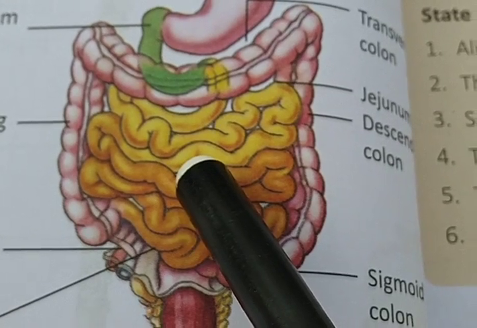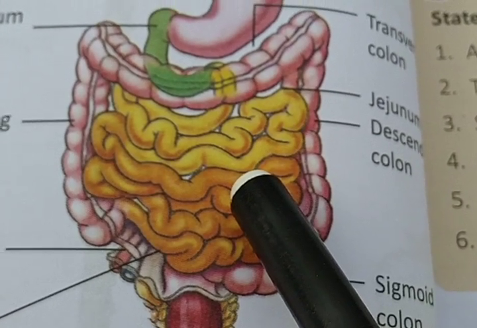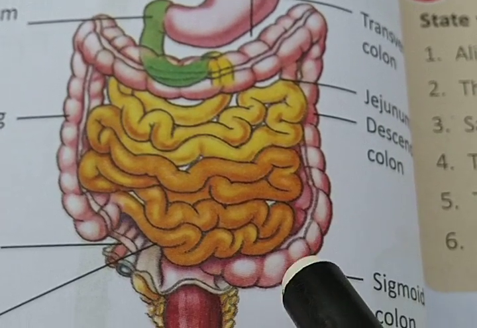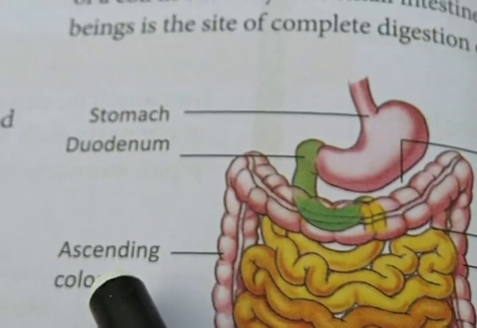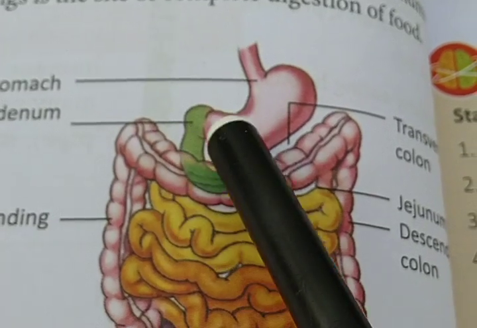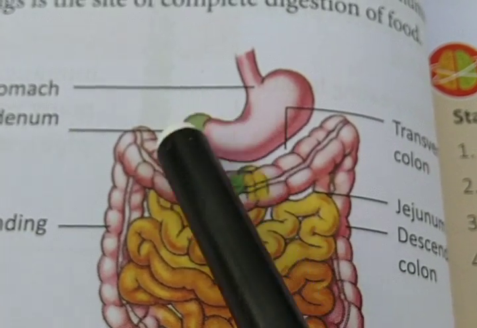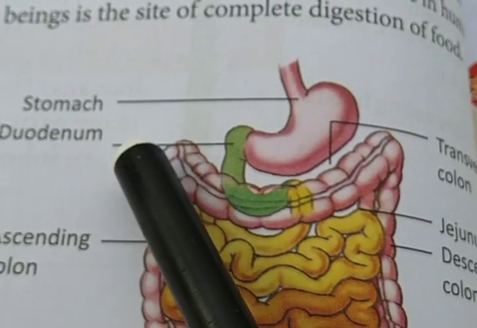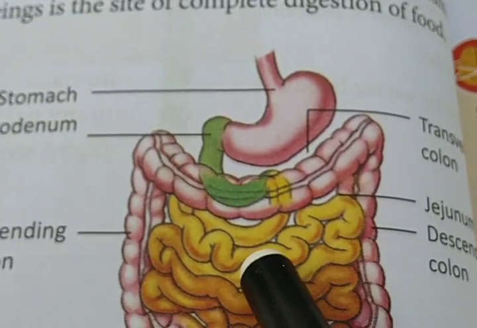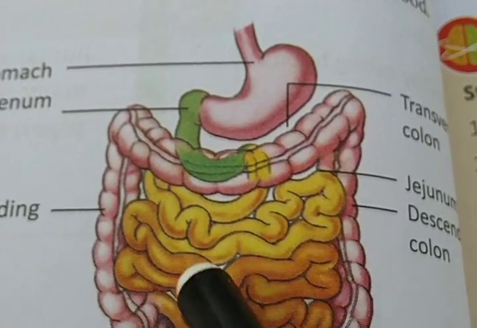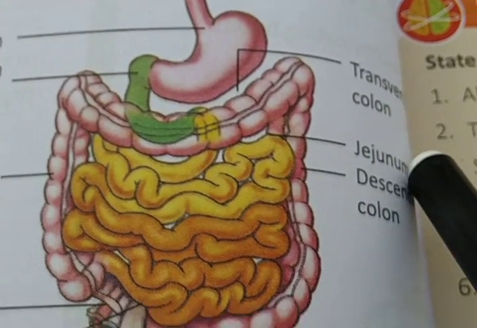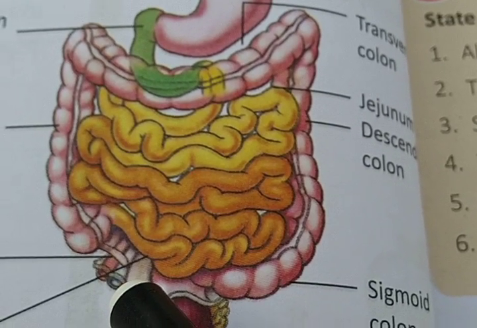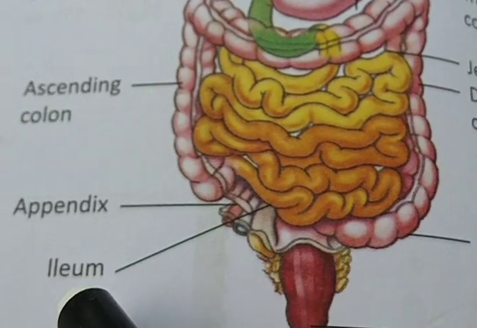The small intestine basically consists of three parts: duodenum, middle jejunum and ileum. So look at the figure. The green part is directly attached to the stomach. That part is known as the duodenum. It is the frontal part of the small intestine. The middle part is known as the jejunum, and the last part, which is coiled and fused with the large intestine, is known as the ileum.